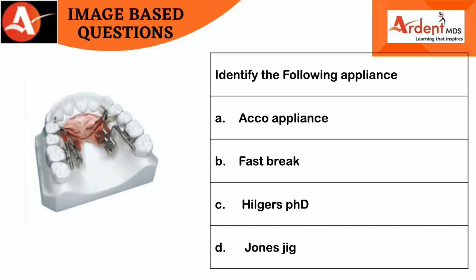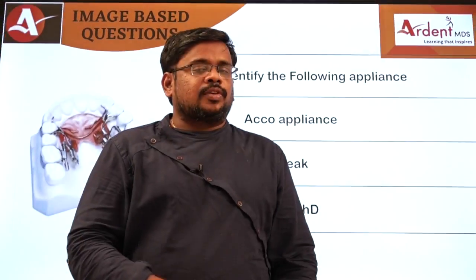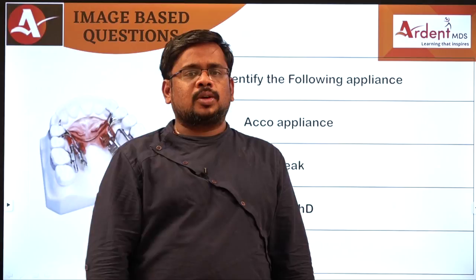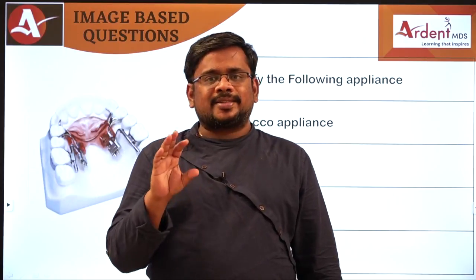Right, the next question: identify the following appliance. A good number of image based questions as usual come from ortho. This is the Fast Back appliance. What is this Fast Back appliance used for? It is used for distalizing the molar, mainly for class 2 malocclusion without extraction.